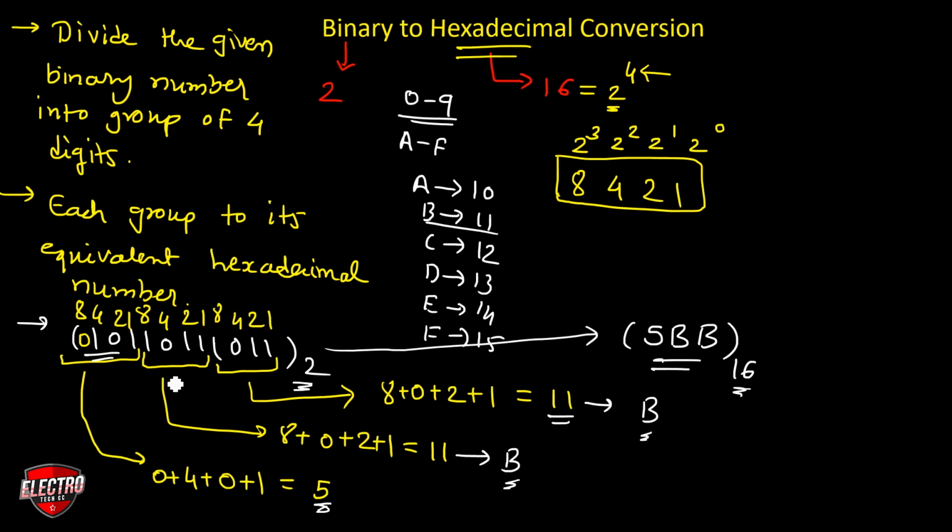First step, divide the given question into groups of 4 digits. Then convert each group to an equivalent hexadecimal number using the code 8421. Okay, 8421.